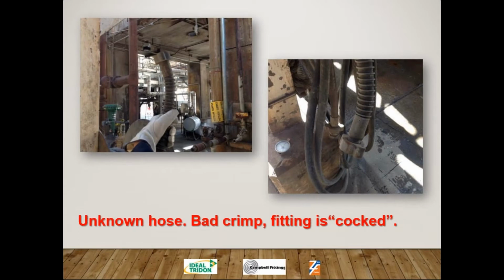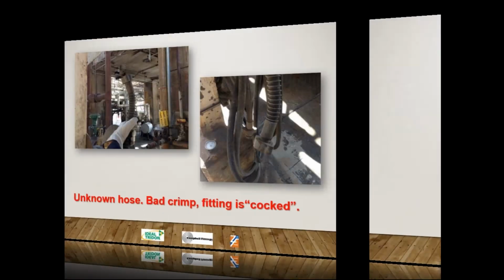Here we have an unknown hose. The bad crimp, that fitting is cocked to the side. So this is somebody that probably forgot their bubble crimp, actually. But this is not following, if this was a Campbell fitting, they weren't following our procedure properly. You do need to allow some room for that hose to grow. So part of our procedures, one of the things we do is we only insert the hose up until the laceration of the fitting, but that's just a procedure issue. But this wasn't followed.